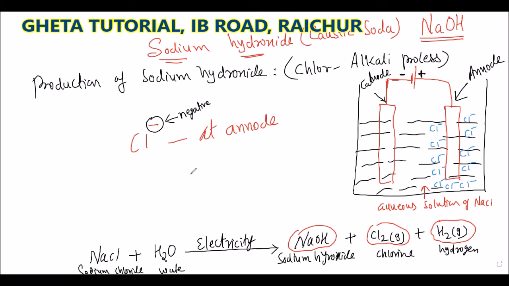Now I think you will understand where you will get the hydrogen ion. Cathode. Obviously, you will get the hydrogen ion at cathode, because hydrogen ions are plus ions, and your cathode is a negative electrode. So the negative electrode will attract the positive ion. That is what you have to remember.